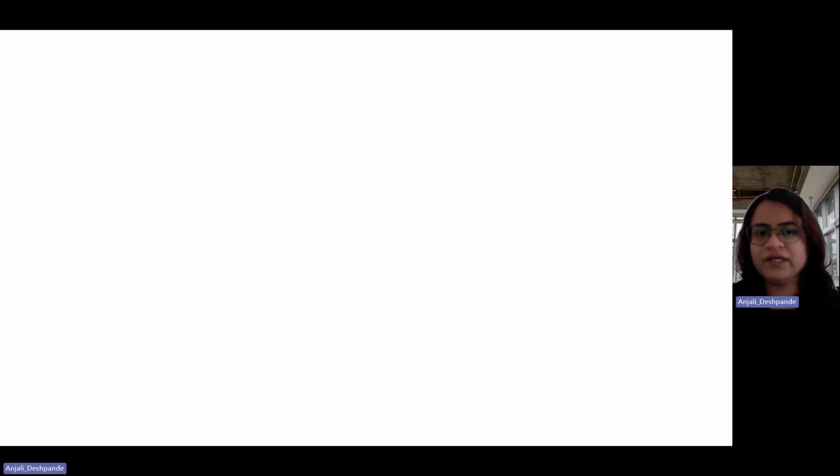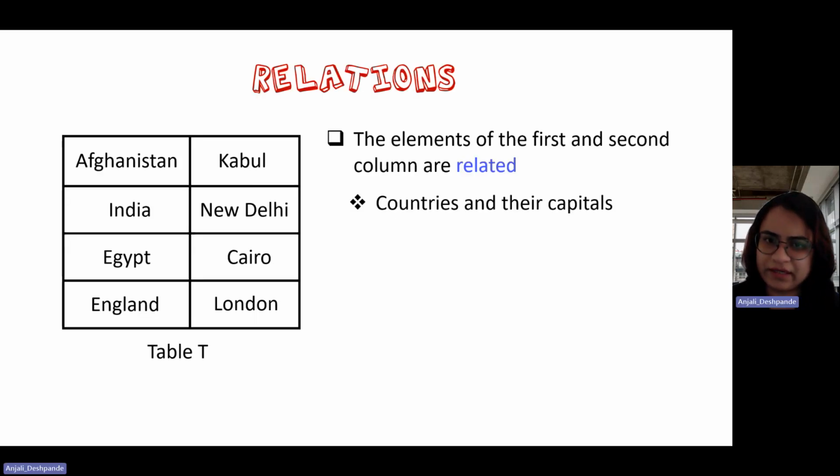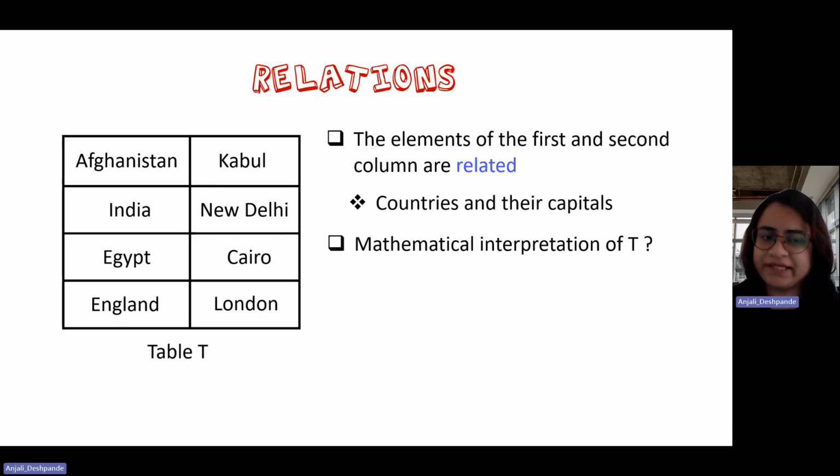Now, moving on to relations, consider this table on the slide. Observe this table and try to see if there is a relation between the first column and the second column. As you might have guessed, of course, there is a relation between the first column in table T and the second column. It is nothing but the countries and their capitals. So how do you mathematically represent this table?